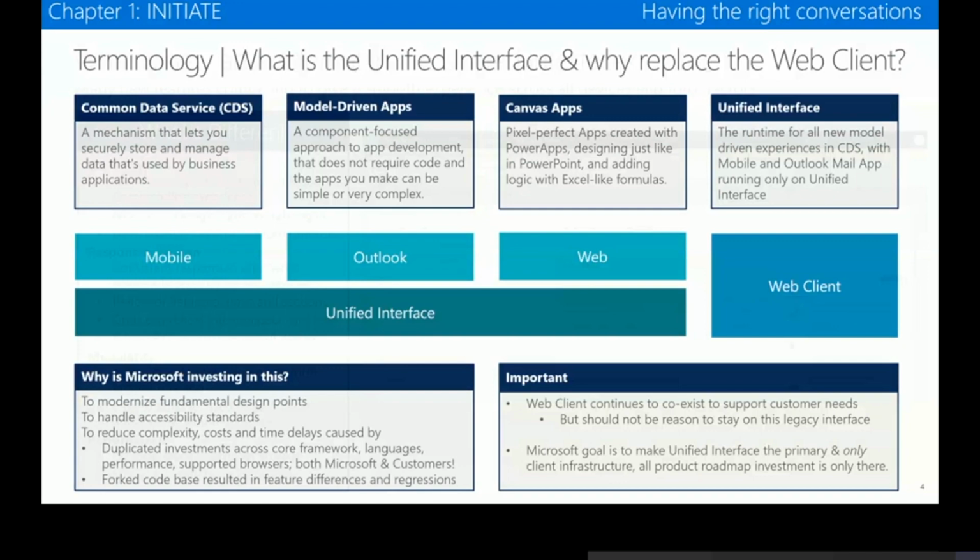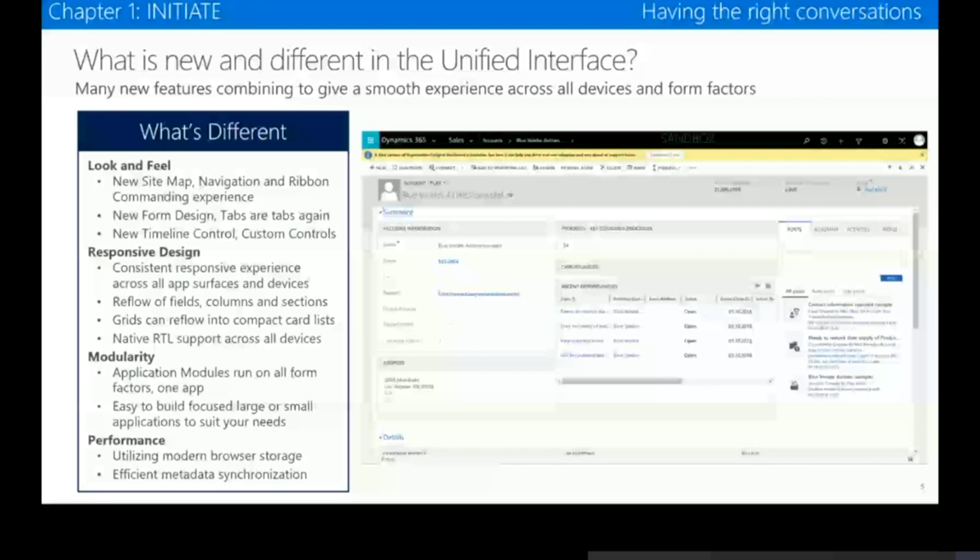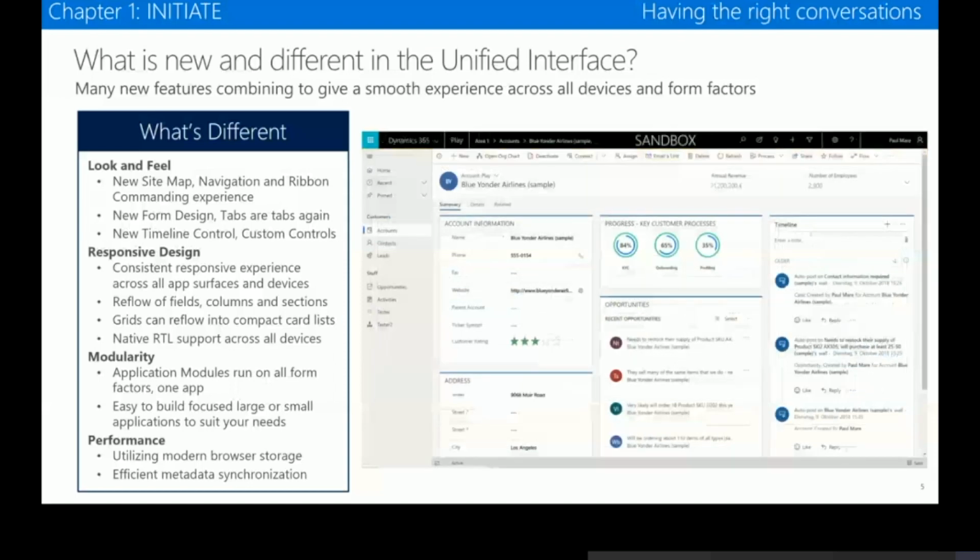Now, when we ask what is new and different in the unified interface, I'm not going to do a deep dive on that. For that, we have a separate tech talk, which I'll refer you to later on. But you'll see that the look and feel is different. So we have a new sitemap, a new navigation bar, a new ribbon commanding experience. So if you look at the old web screen and you contrast that with the unified interface, you'll see, firstly, that the navigation has just moved to the left. For those of you who've been around for a long time, I should say, has moved to the left again. So we have the navigation here. It can be collapsed. It takes up much less space.